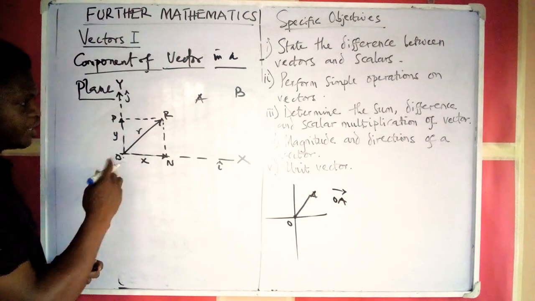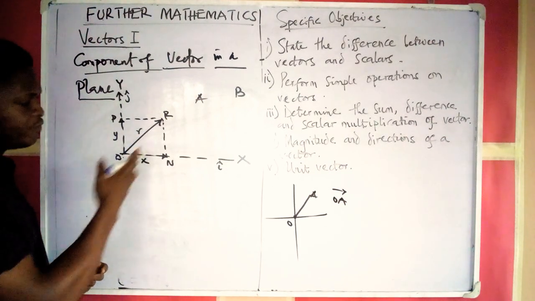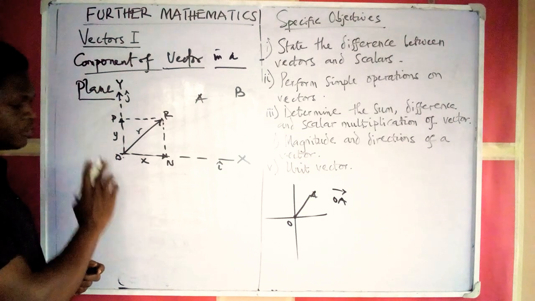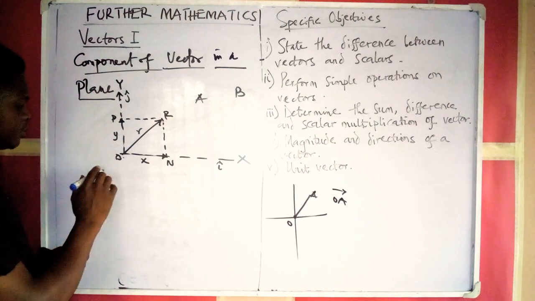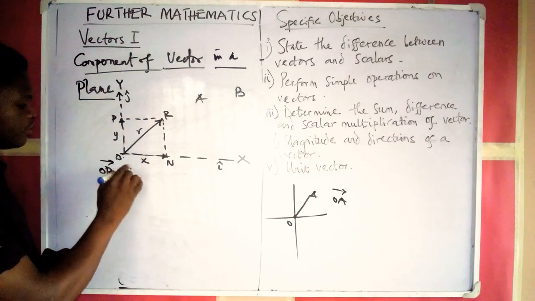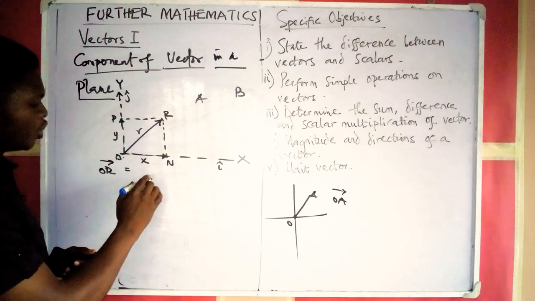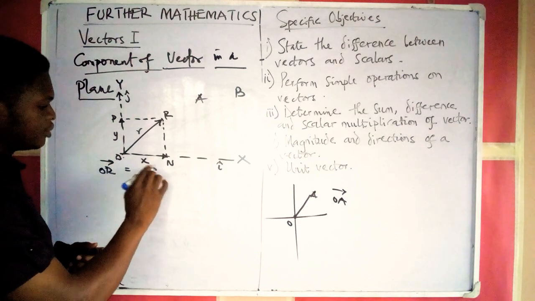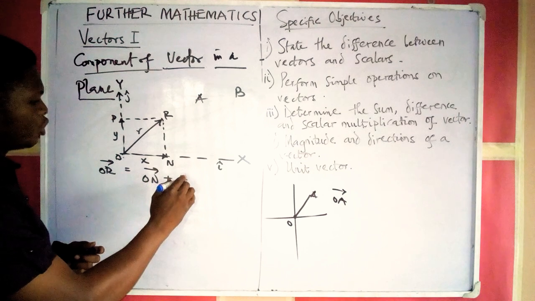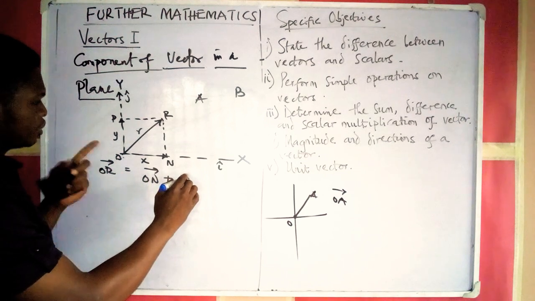So here I can write the resultant vector. Let me use R as the resultant vector. But I can write this resultant vector in terms of the position vectors. So the resultant vector OR is equal to ON plus OP.